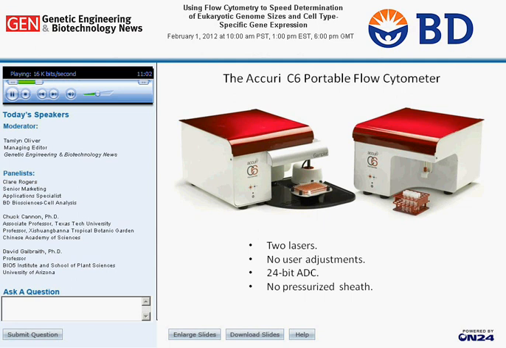So this has two lasers, it has no user adjustments, a 24-bit ADC, which is an important feature, which implies that it has the dynamic range to cover a large span of fluorescence values, as would be found with the plant nuclear DNA content measurements. And it has no pressurized sheath, so that the inputs that you have for this instrument are minimal. It's essentially portable.